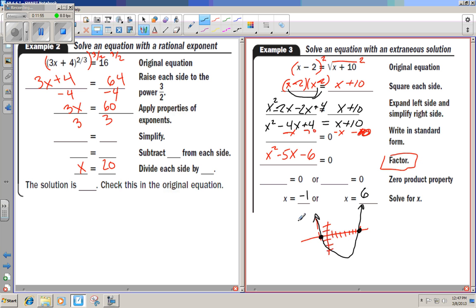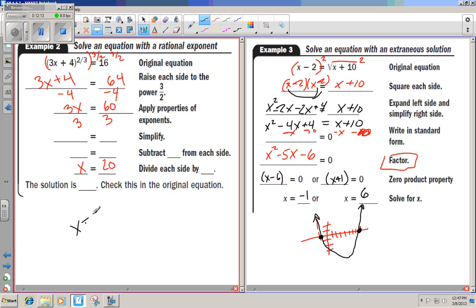So you can graph it, or you can factor it and say that it's x minus 6 times x plus 1. You can factor it like that, or you can even use the quadratic formula. These are all the things that we've been working on. The quadratic formula, remember, is x equals opposite b plus or minus the square root of b squared minus 4ac, all over 2a. That's how it's done, folks.